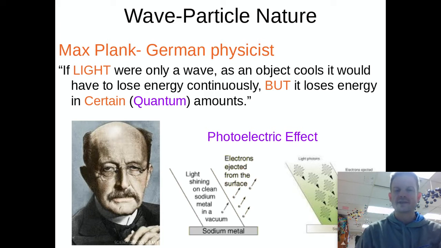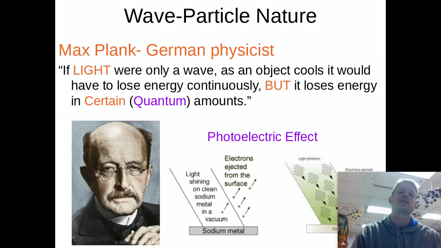The problem is light, the way we thought about it, as just a wave, wasn't good enough for what we were trying to do. And so Max Planck came up with this idea: if light were only a wave, as an object cools, it would have to lose energy continuously, because waves carry a continuous amount. But it loses energy in certain amounts, which he called quantum, right?